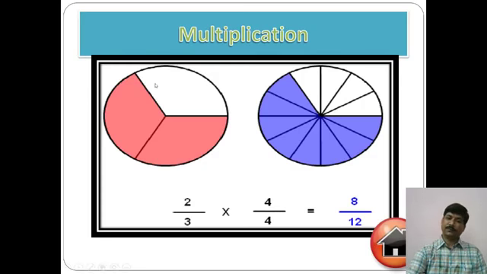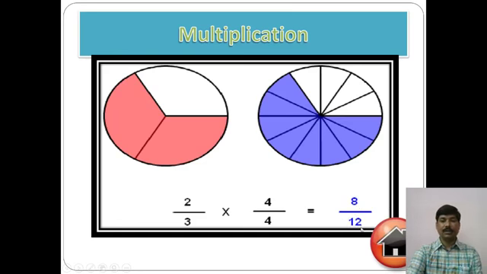This picture shows the colored part 2 upon 3. Now we are going to find the equivalent fraction of 2 upon 3, as I told earlier, by the multiplication method. In this method, we multiply the numerator and denominator by the same number. The numerator 2 is multiplied by 4, then we also multiply 3 by 4. The products will be 8 and 12. So in the new fraction, the numerator will be 8 and the denominator will be 12.